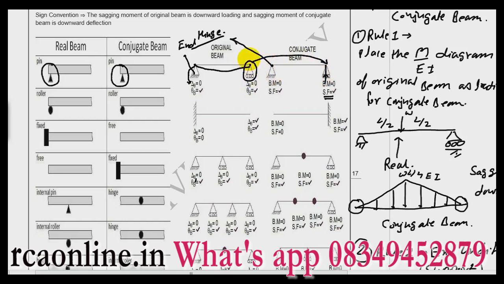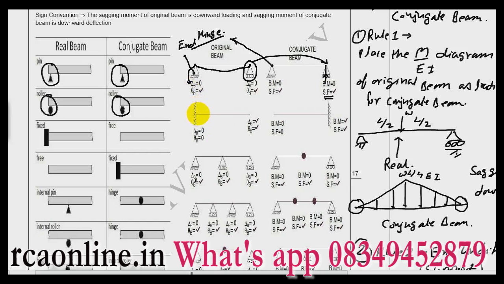So it means that a roller remains a roller in the conjugate beam. So this is point number 2: a roller is a roller in the conjugate beam. Now let us see the fixed support.